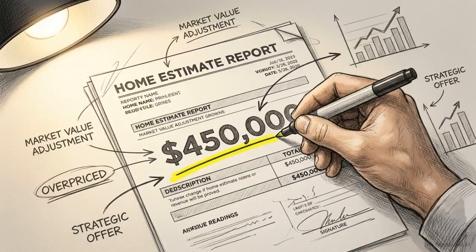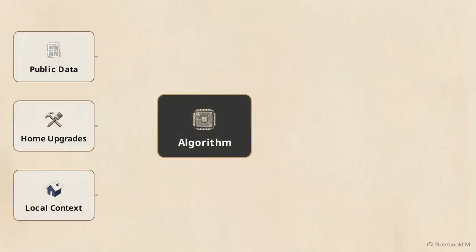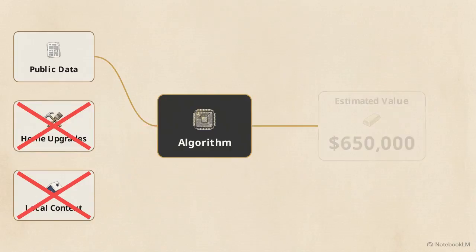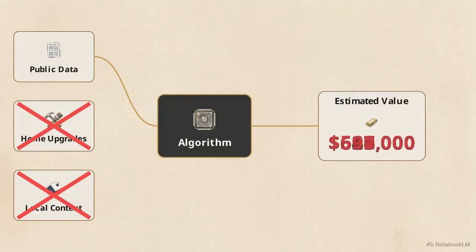The app gives you a specific dollar amount, and your brain anchors to it, assuming the machine did the math correctly. But how are these algorithms actually built? This logic diagram shows data feeding the app's estimate. Notice what gets blocked: your interior upgrades and hyper-local neighborhood improvements. Missing these details routinely causes automated tools to undervalue properties by tens of thousands of dollars.